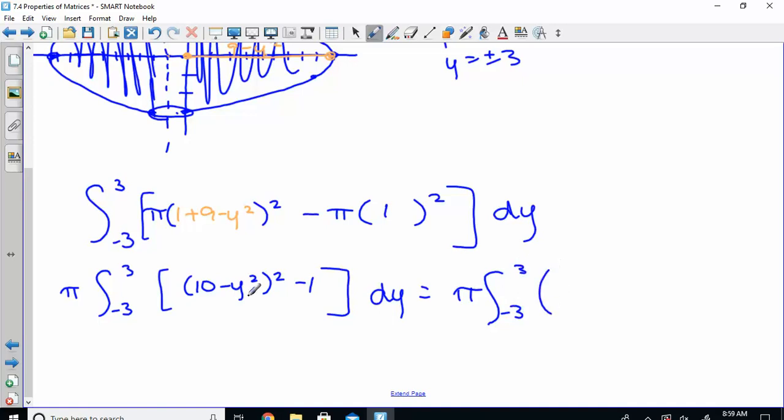So if you FOIL that, you get 100. Can I go ahead and subtract my 1 and make that a 99? Minus 10y squared would be minus 20y squared plus y to the 4th. Are there any questions so far? So now we can integrate.